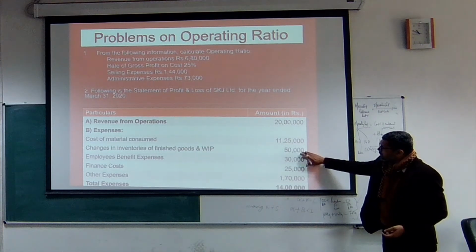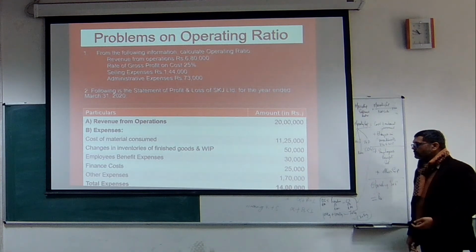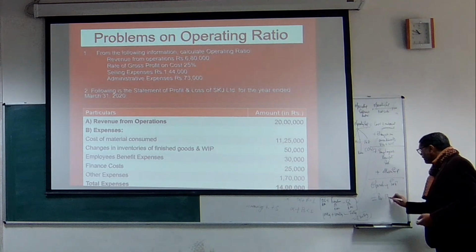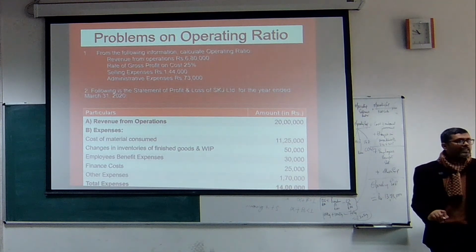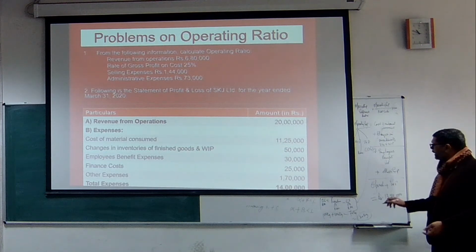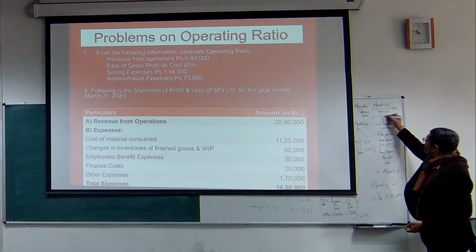Add this, this, this and this. 13 lakh 75,000. That is your operating expense ratio. Operating expense. Now you have to calculate operating expense ratio. Substitute the value here. 13 lakh 75,000 divided by 20 lakhs into 100.